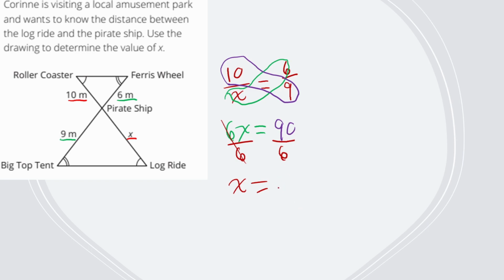So 90 divided by 6 will give us 15. Whoops. Give us 15 meters. There we go. Found our answer. That is the distance from the pirate ship to the log ride. There you go, Corinne. There's your answer. Moving on.